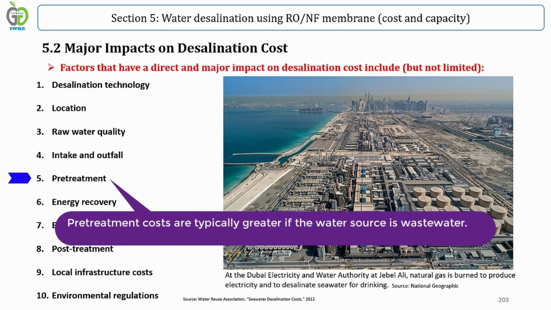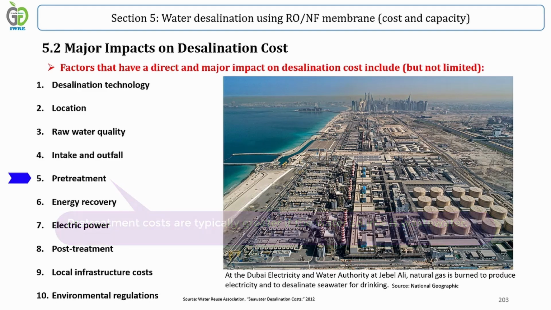Pretreatment costs are typically greater if the water source is wastewater. This may be due to many factors such as the necessity to remove high calcium and magnesium levels, the addition of chlorination and dechlorination steps to destroy microbes, or the necessity of using ultrafiltration to remove high molecular weight organic compounds.